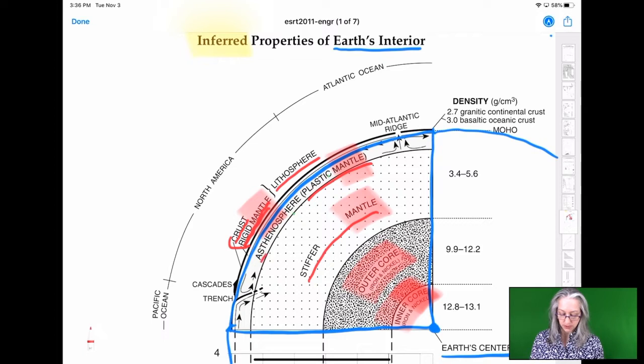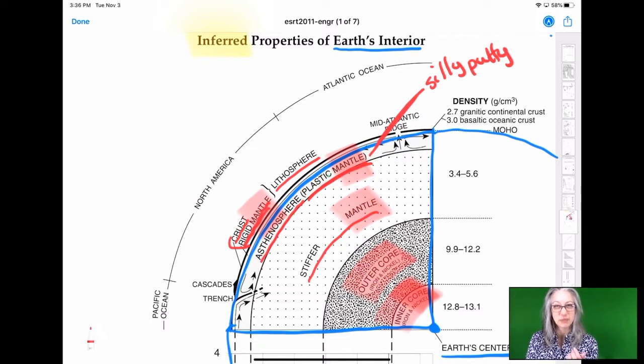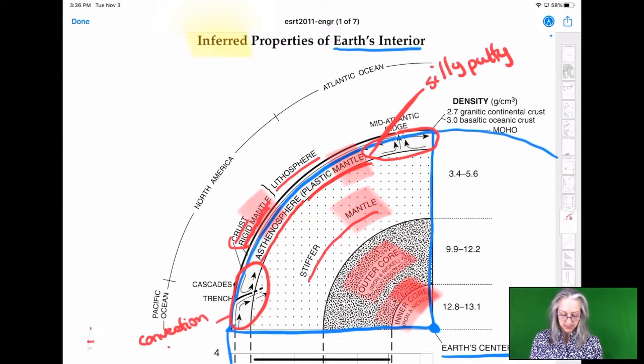The asthenosphere is underneath it. It's also called the plastic mantle. And if you remember from the Ed Puzzle video, this is the stuff that is kind of the consistency of silly putty, right? So you can move it. It's a solid, but it moves very, very slowly. And this is the area where you have all of these convection currents. You can see the little arrows. The arrows tell you that this is where all of the convection currents, or the convection cells, are located, right there in the asthenosphere. Okay?